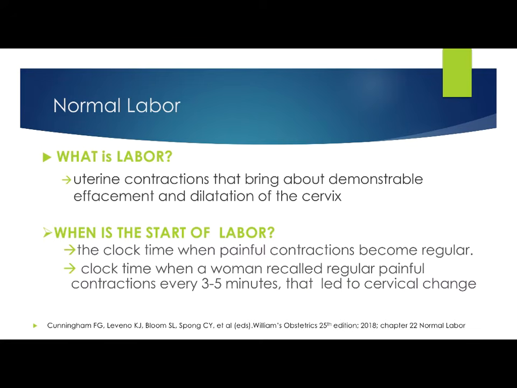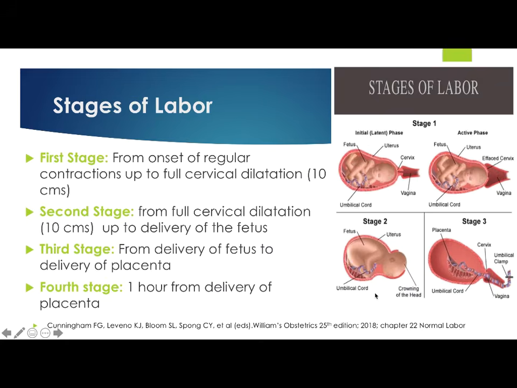Now, several methods may be used to mark the start of the normal labor. One defines onset as the clock time when painful contractions become regular, or that clock time when a woman recalled regular painful contractions that occur approximately every 3 to 5 minutes and that led to cervical change.